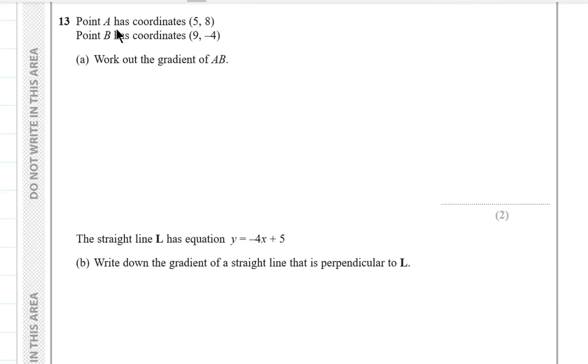13. Point A has coordinates 5 and 8. Point B has coordinates 9 and negative 4. Work out the gradient of AB. Wow, what a very direct question.